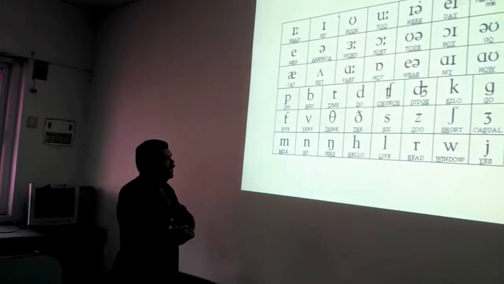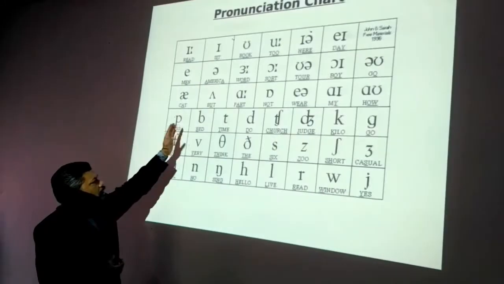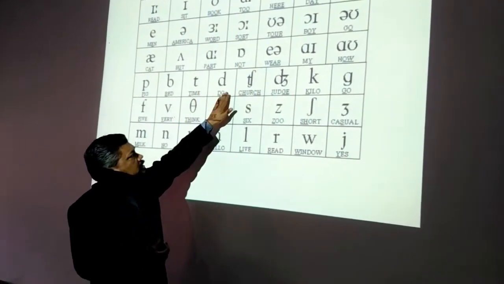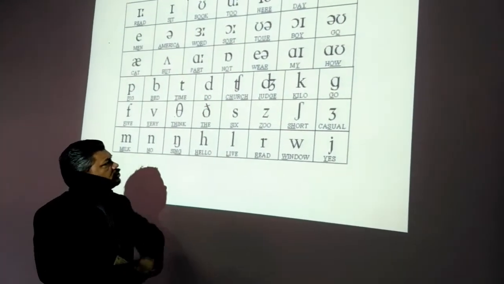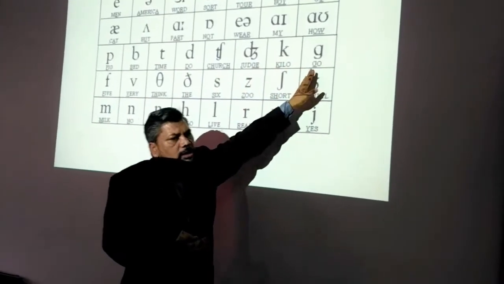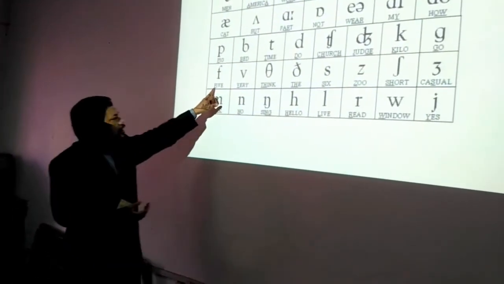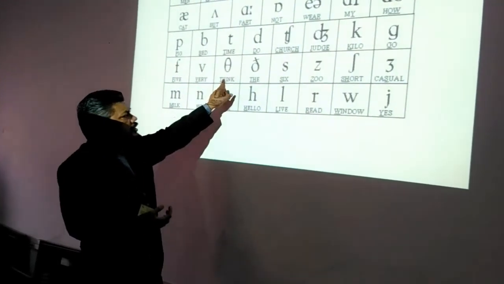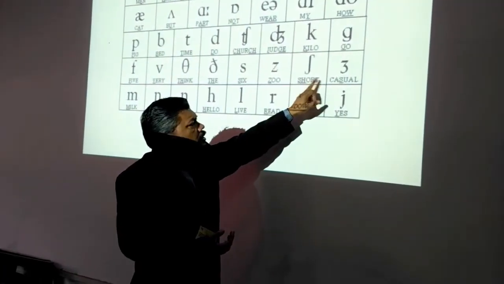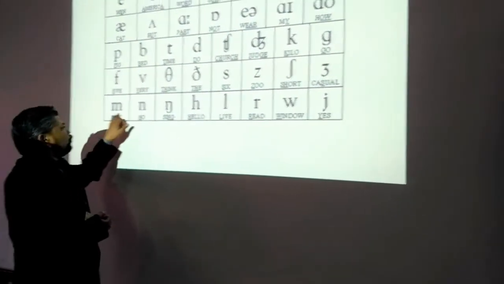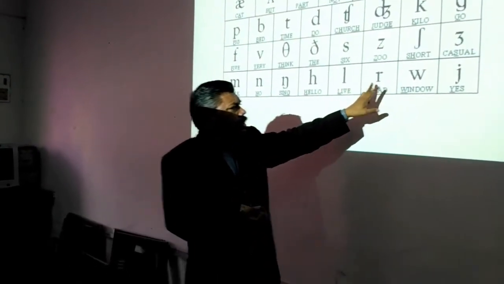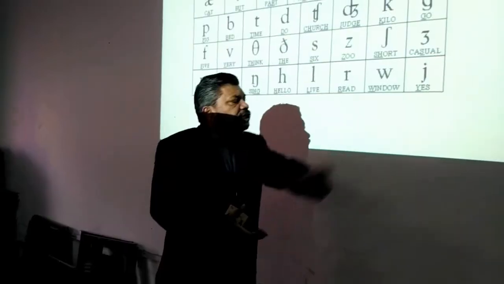Finally, there is a list of consonants. And then we notice pa and ba, bilabial. Then ta and da. And then we notice cha and ja. Then we notice ka and ga. And then fa and va. Tha, da. Sa, za. Sha, zha. And then there is ma, na, nga, ha, la, ra, wa, and ya.